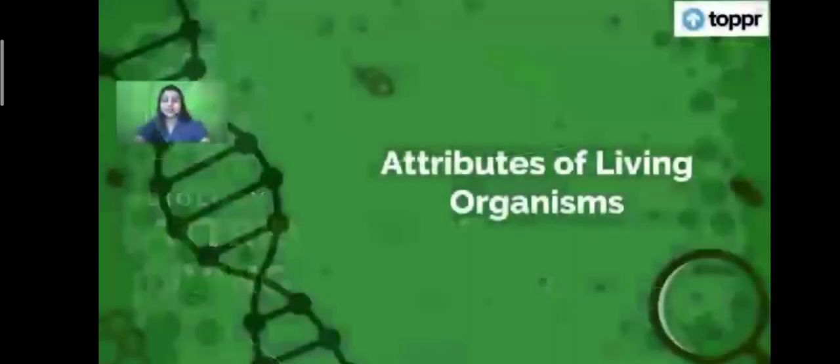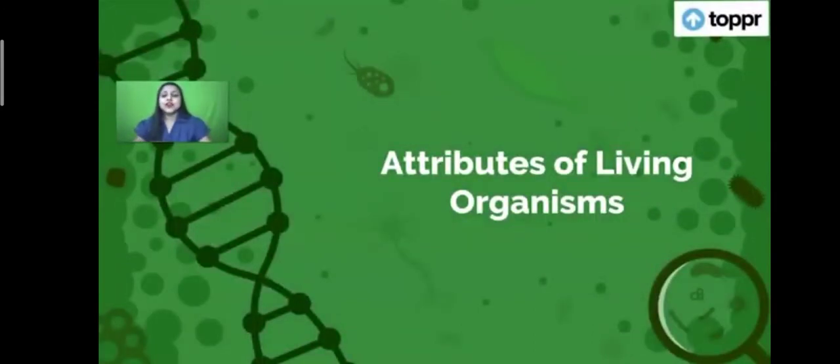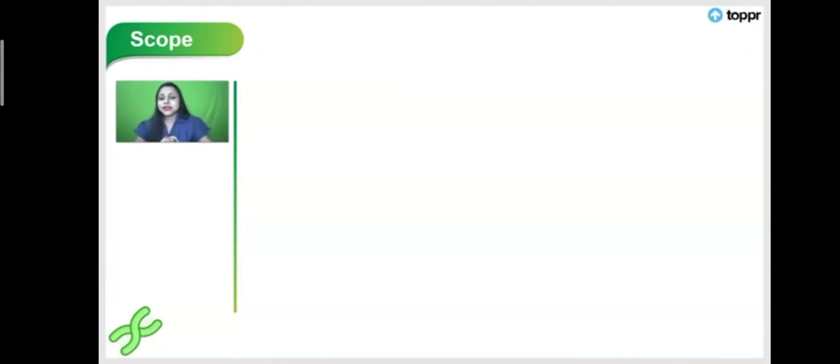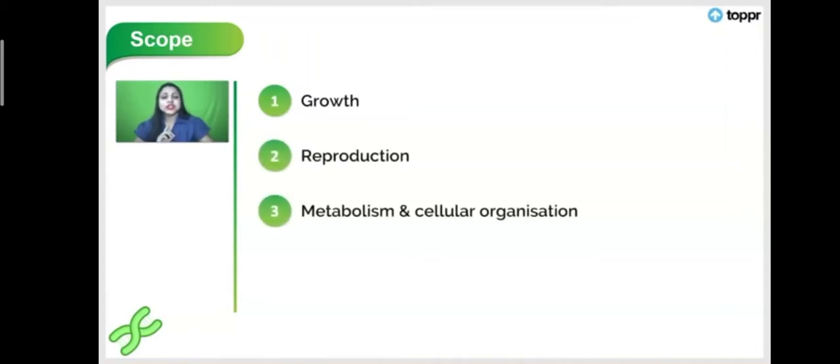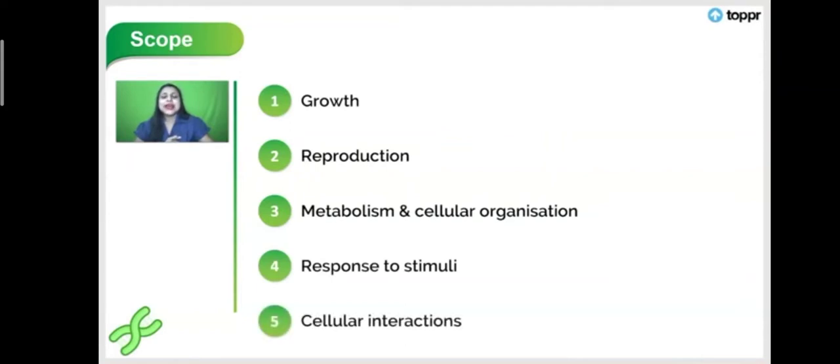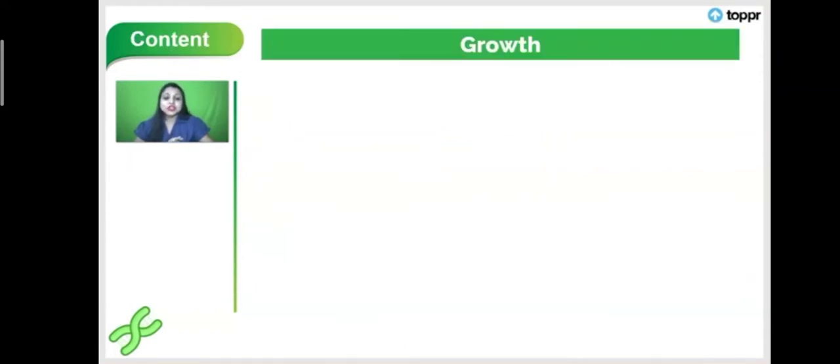So yes friends, in this particular session, we will be talking about attributes of living organisms. Now, before beginning the session, let's take a quick look at all that we are going to study. So we will be talking about growth, reproduction, metabolism and cellular organization, response to stimuli and cellular interactions. So first, let's begin by knowing about growth.